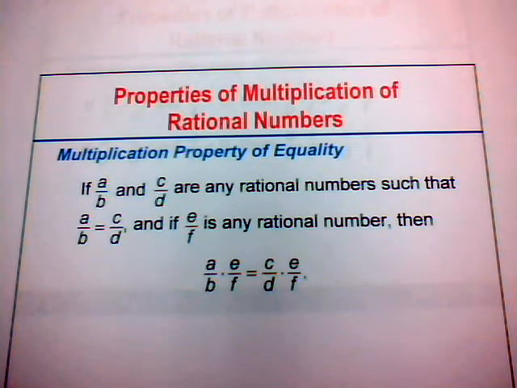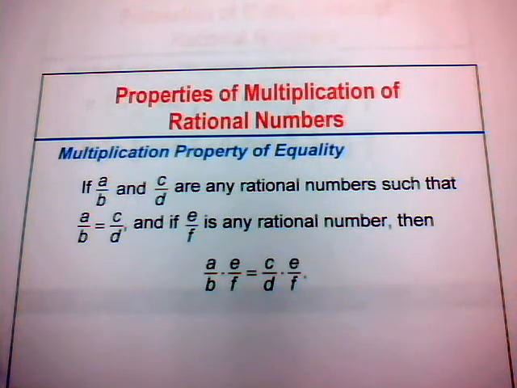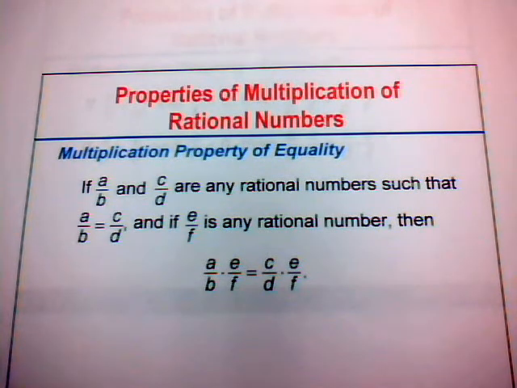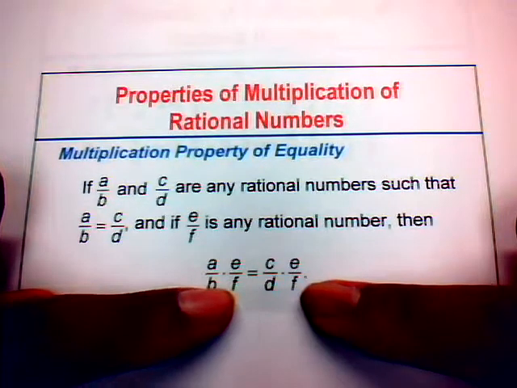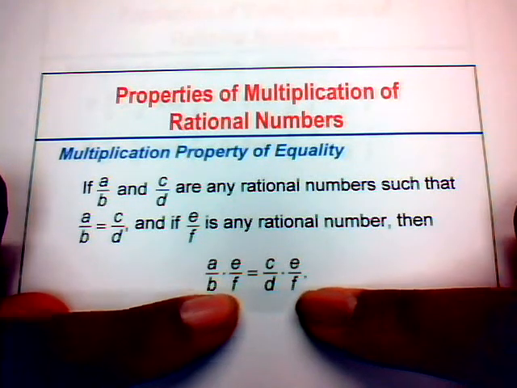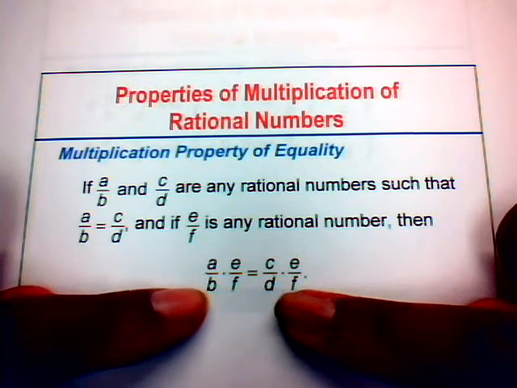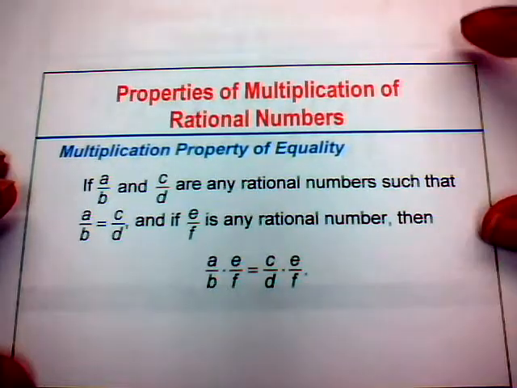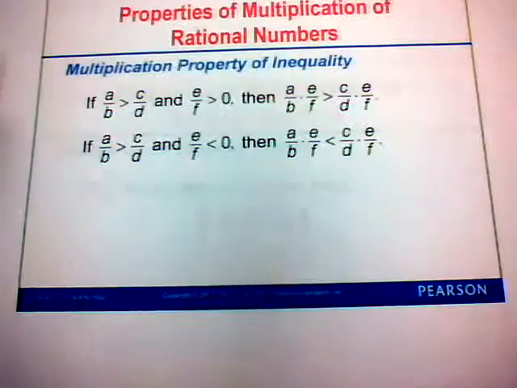Also, the multiplication property of equality is this. If a over b and c over d are any rational numbers such that a over b equals c over d, then e over f is any rational number where, in this case, we can multiply e over f on both sides of the equation and get a true equality. So here, if a over b and c over d are equal to each other, then any rational number that I multiply on both sides will still give me a true equality on the left and on the right side.